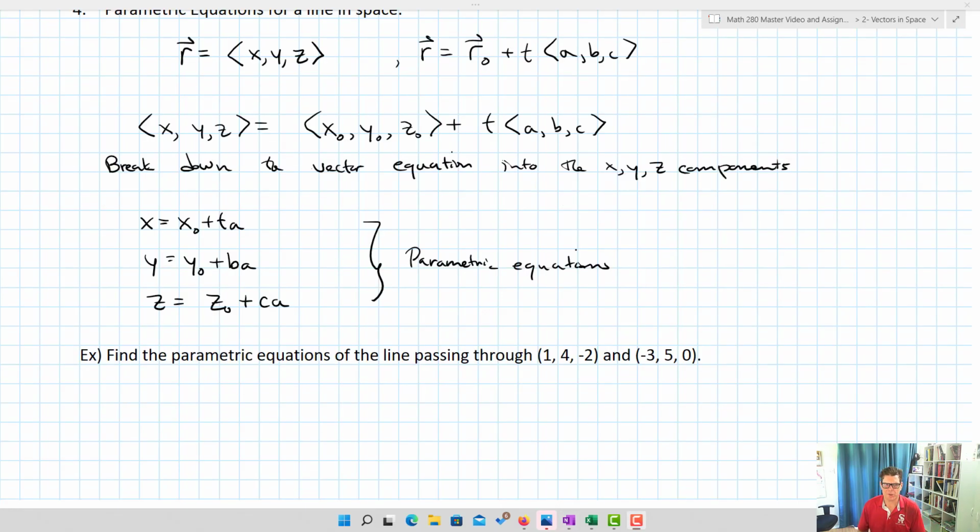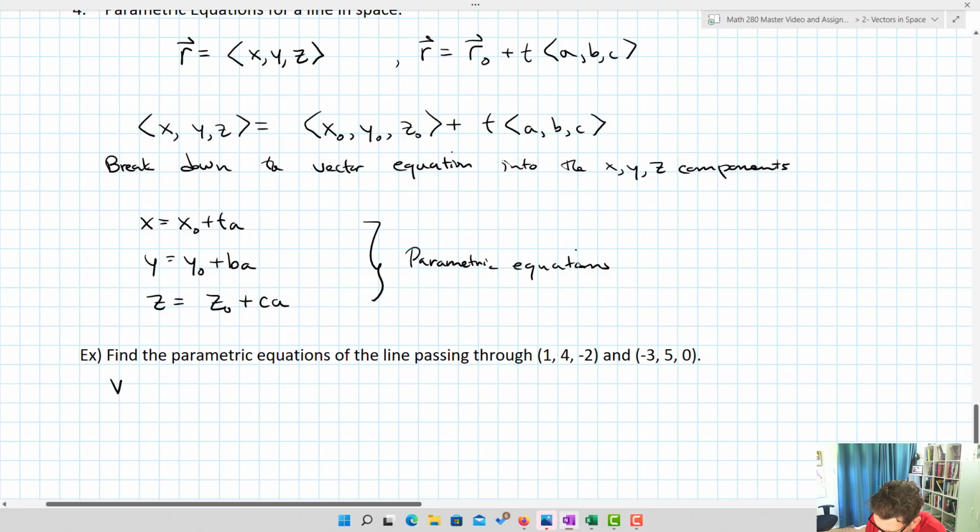So let's say we have this question. Find the parametric equations of a line passing through (1, 4, -2) and (-3, 5, 0). So we've got 2 points, and using those 2 points, we can generate a vector. Let's generate our v vector, our direction vector, v.